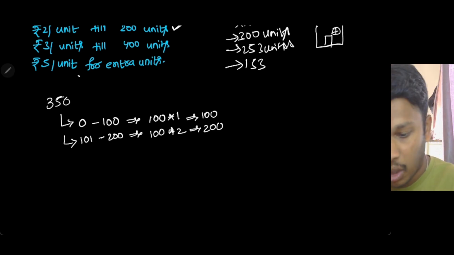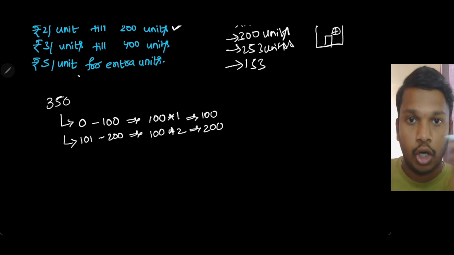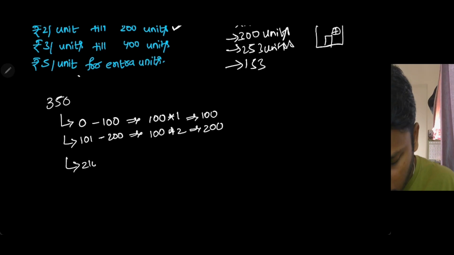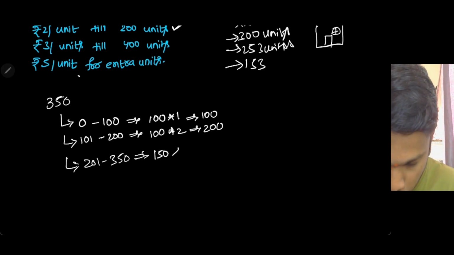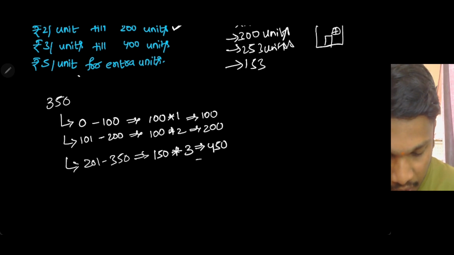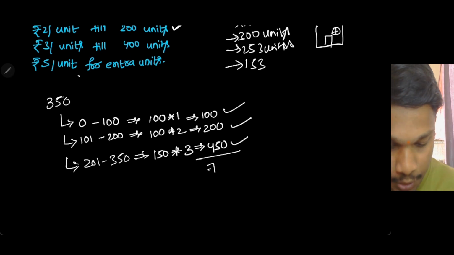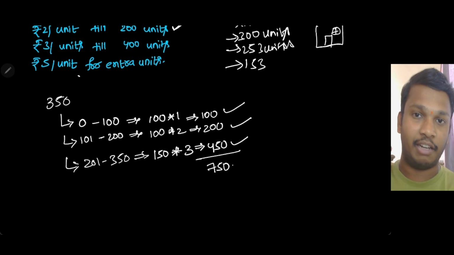Next, till 400, observe here: 201 to 350, total 150 units, 150 units into 3 rupees. So in total he will pay 450. So 450 plus 200, 650, plus 100, 750 rupees. 750 rupees is the payment he will make.